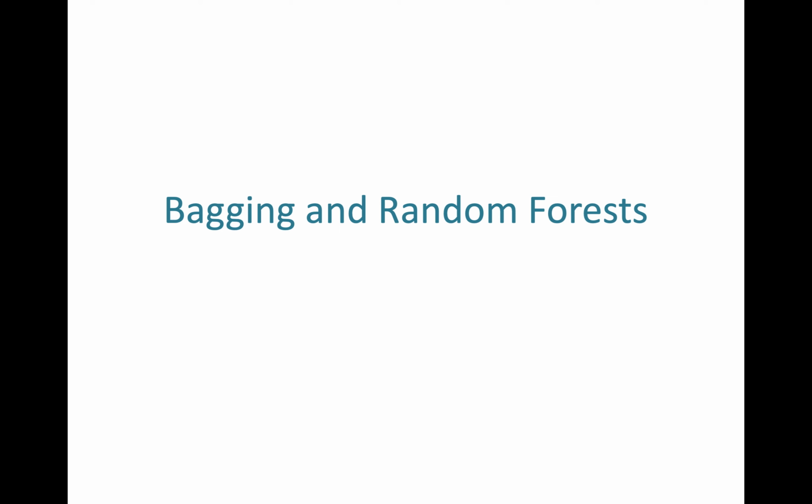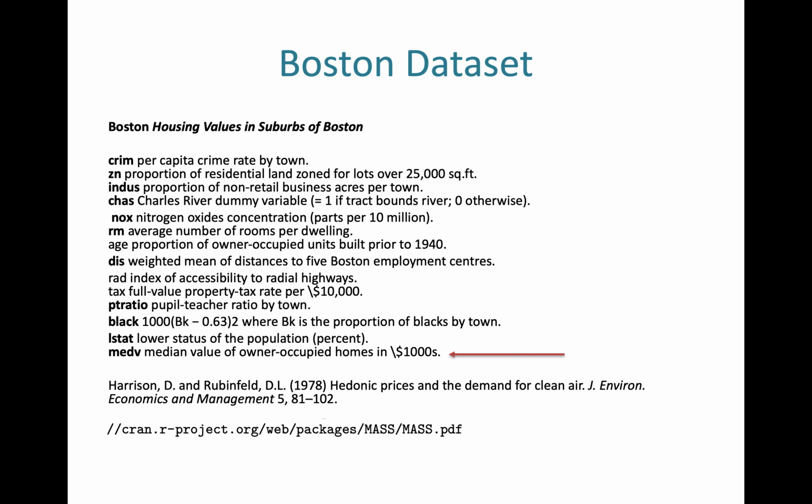So let's see a couple of examples of how we can train bagging and random forests with a different data set. We are now going to be using the Boston data set. The Boston data set is basically one of those data sets that's part of a package that is embedded within R. So we just need to load the library to be able to use it, the MASS library, the MASS package.